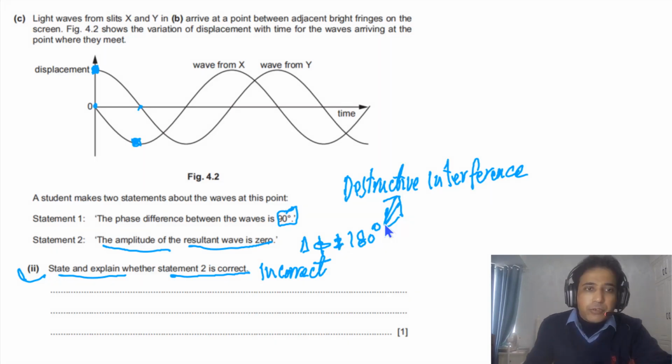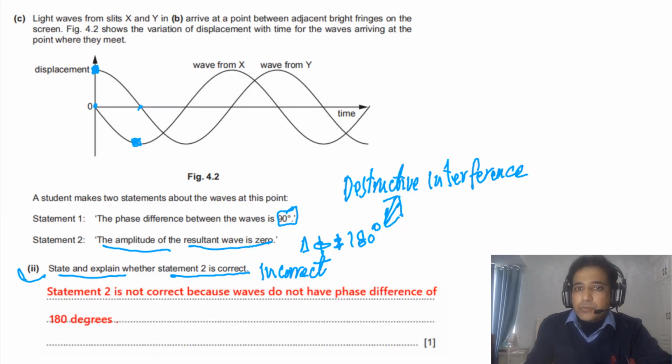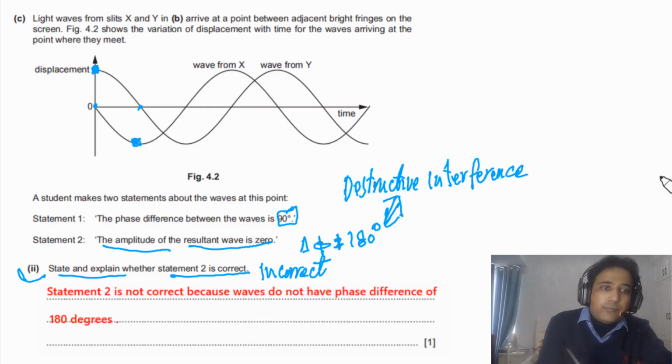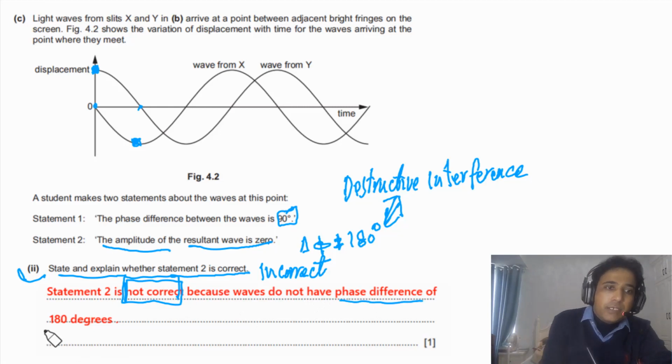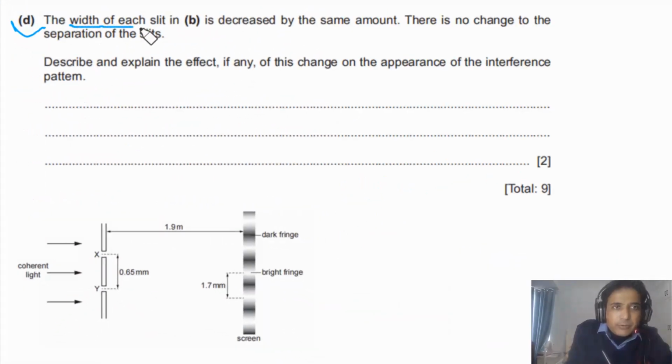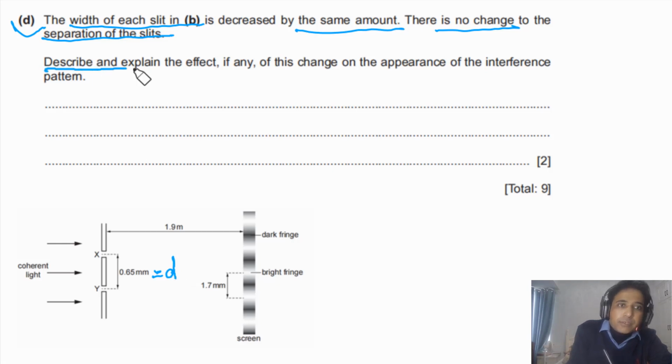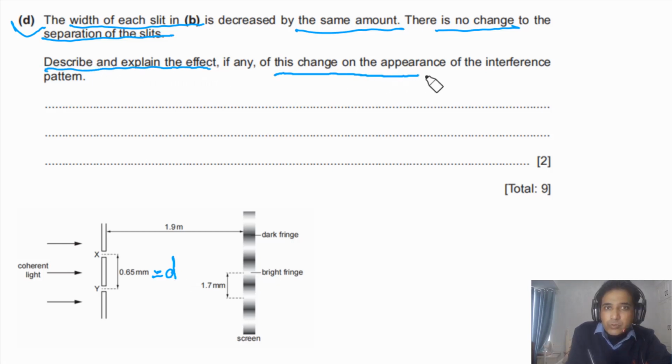These are the points we can write down in our answer. If you write them down, you will get 1 mark. First you need to state it is not correct, then you need to explain, because the phase difference is not equal to 180 degrees. Part D says the width of each slit in B is decreased by the same amount. There is no change to the separation of the slits. It means the value of D remains the same. So very important point. Describe and explain the effect, if any, of this change on the appearance of the interference pattern. Means what is the effect of this change on this pattern.